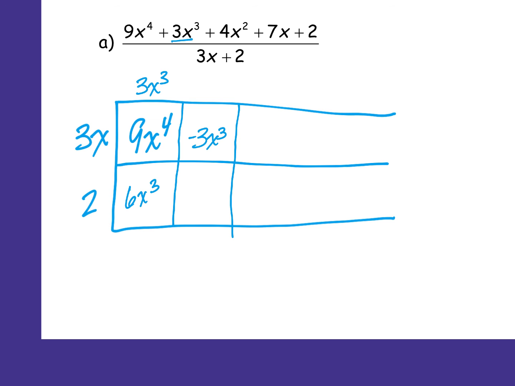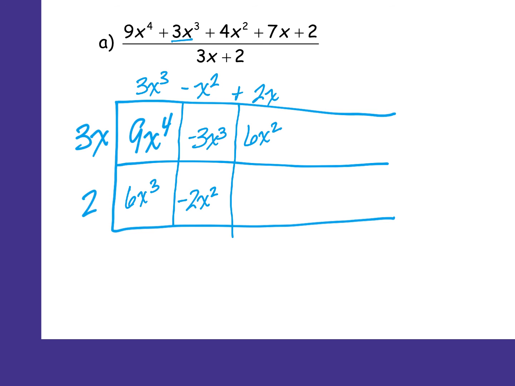And what do I multiply 3x by to get negative 3x cubed? Negative x squared. Very good. And negative x squared times 2 is negative 2x squared. And then what do I add to negative 2x squared to get 4x squared? 6x squared. And then what do I multiply 3x by to get 6x squared?